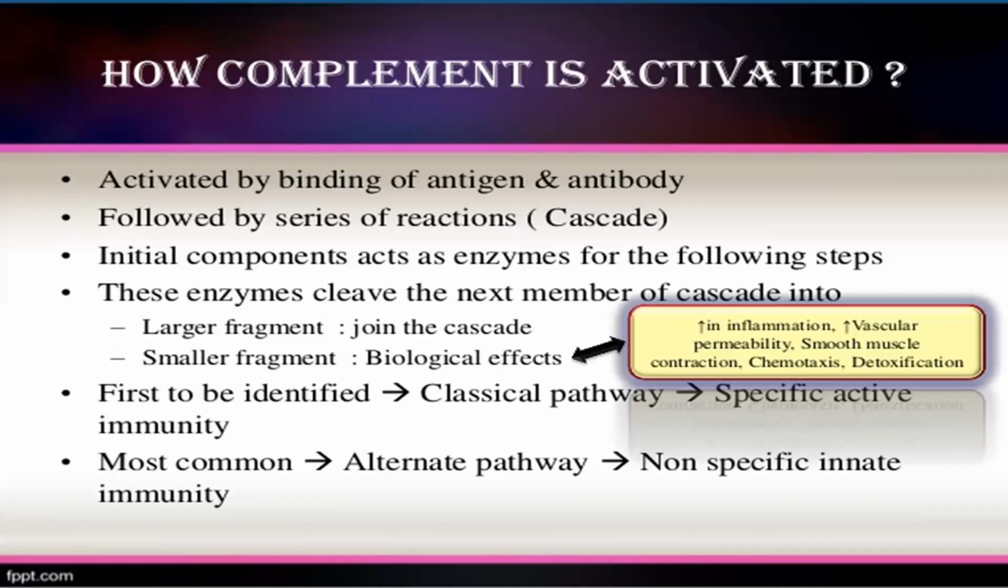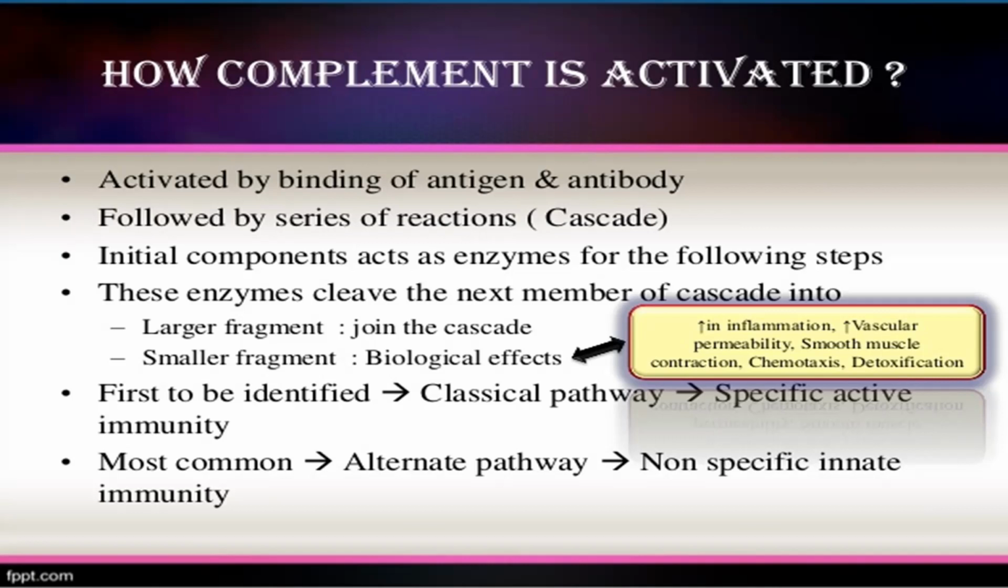It is activated, as already told, by binding of an antigen and antibody. Then a series of reactions take place, and these reactions are known as cascades. These initial components act as enzymes for the following steps. These enzymes cleave the next members of the cascade into larger and smaller fragments. The larger fragments continue the cascade, while the smaller fragments mostly have biological effects, such as inflammation, vascular permeability, smooth muscle contraction, chemotaxis, and detoxification.